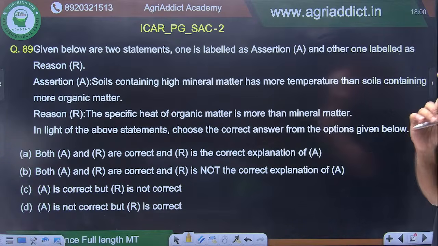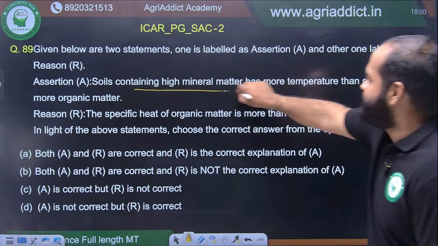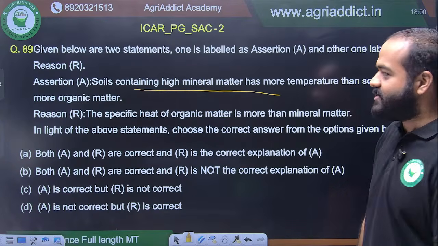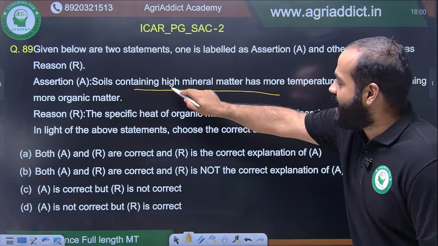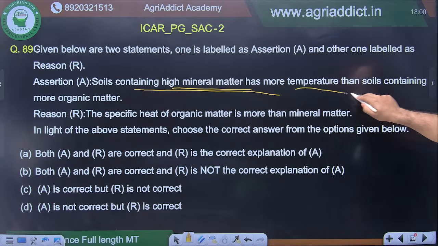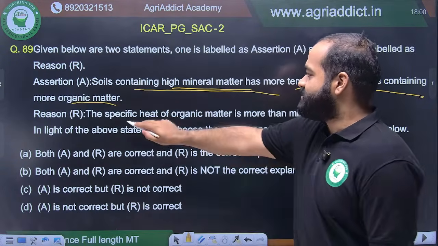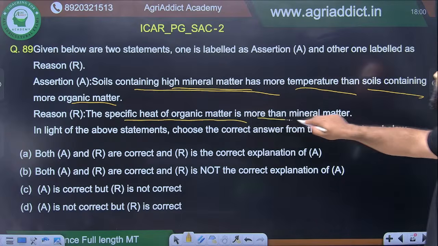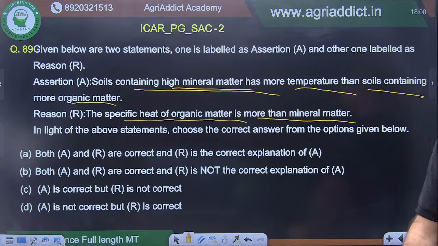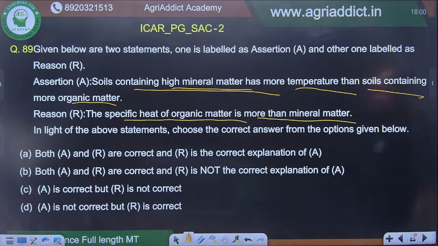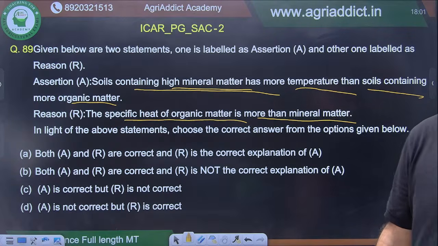Soils containing high mineral matter. This is from soil physics, a core concept of soil physics. Let's see how good you are with soil physics. Soils containing high mineral matter has more temperature than soils containing more organic matter. Why? Because the specific heat of organic matter is more than mineral matter. Is the assertion correct and the reason also correct?